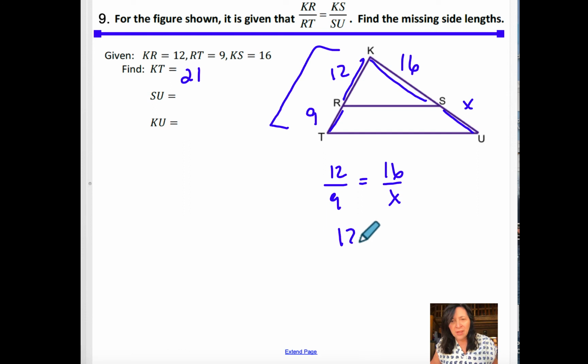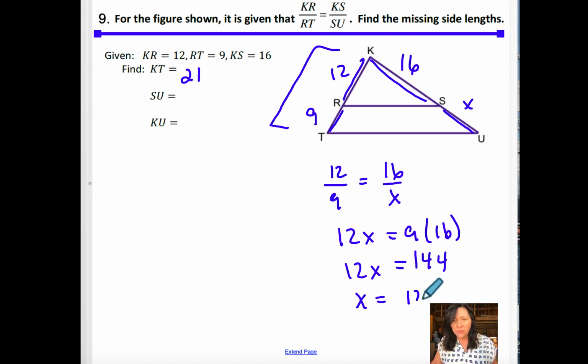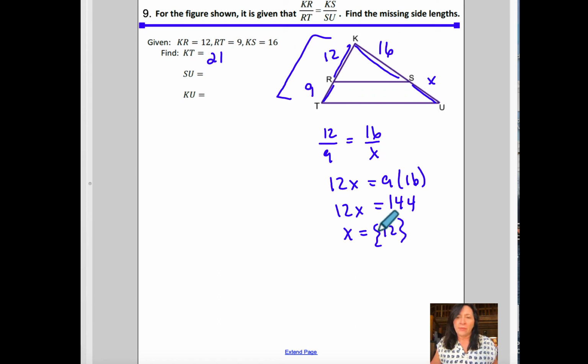Cross multiply. 12x equals 9 times 16. 9 times 16 is 144, and that equals 12x. Dividing by 12, I get x equals 12. 144 divided by 12 is 12. So that's SU. SU is 12.